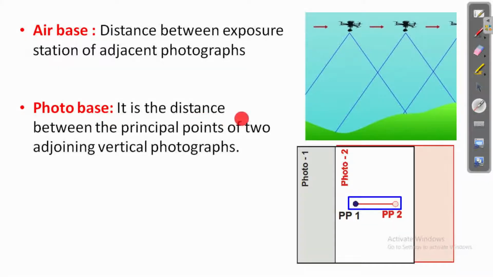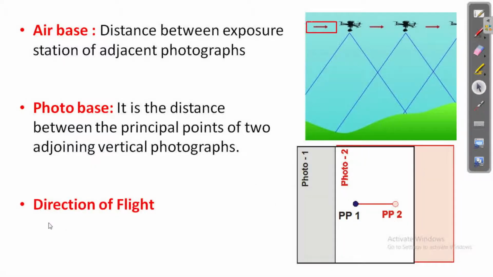The next term is the photobase. Photobase is the distance between the principal points of two adjoining vertical photographs. So this is the principal point of photograph number 1 and this is the principal point of photograph number 2. The distance between these two principal points is called the photobase. If the photobase is high or maximum, such photographs are captured from high altitude, and if the distance between these two principal points is low, such photographs are captured from low altitude.